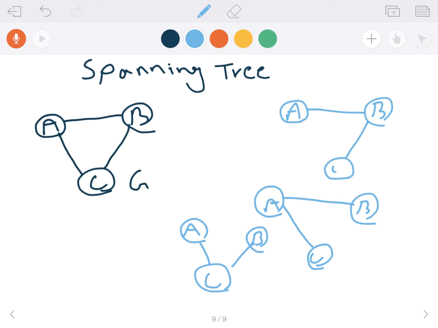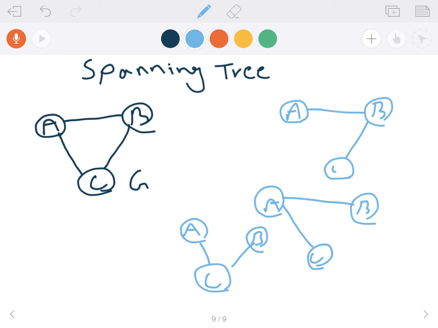Hello everyone. Today we're going to talk about the spanning trees of a graph G. So assume that we have a graph with three nodes here, A, B, and C, all of them connected, all the nodes are connected to each other. And now we are going to draw spanning trees.